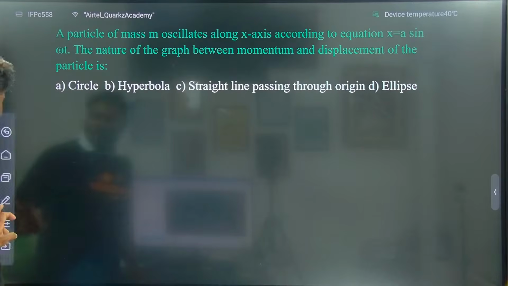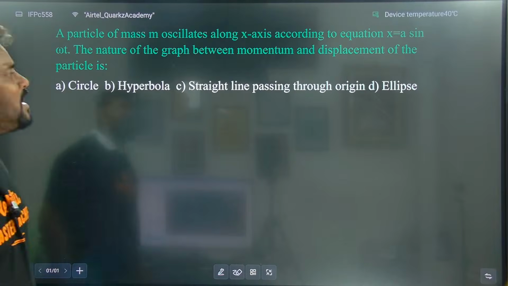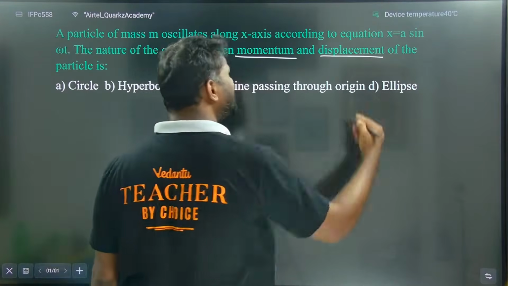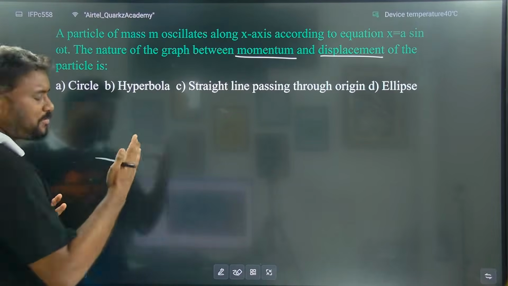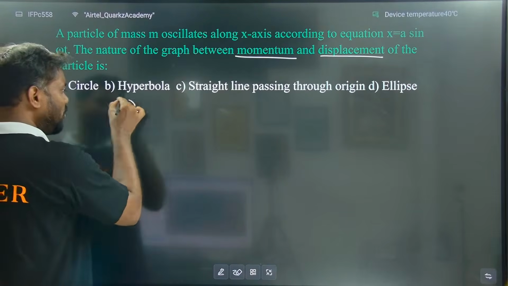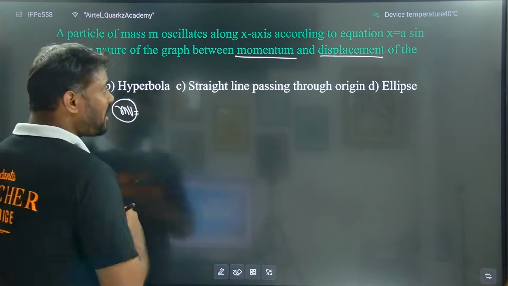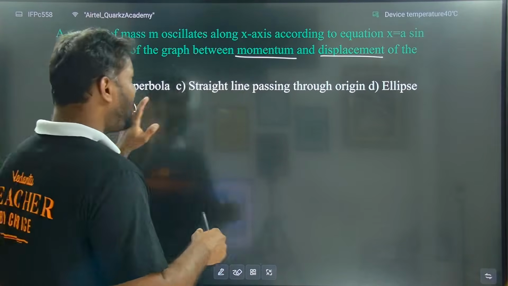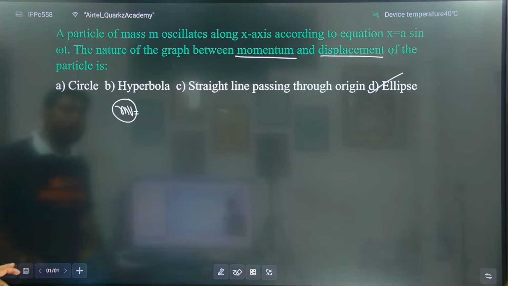Okay. A particle of mass m oscillating along the x-axis according to the equation a sin omega t. The nature of the graph between momentum and displacement. என்ன கொடுத்திருக்காங்க? Momentumக்கும் displacementக்கும் கேட்டிருக்காங்க. Mass into velocity is momentum, right? So we already know that momentum and velocity are related. Momentum and displacement, say velocity and displacement. What is the nature? Ellipse. So the graph is an ellipse. Direct question, you must know clearly.